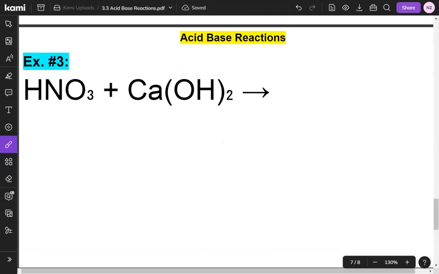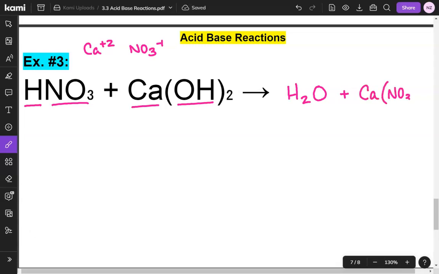All right, let's look at this one here. So here's our acid. Here's our base. So I'm going to have water. All right, I have NO3. NO3 is our anion. NO3 is -1. And I have calcium. Calcium is +2. So I'm going to need 2 nitrates to balance with my calcium. Now we balance the whole thing.